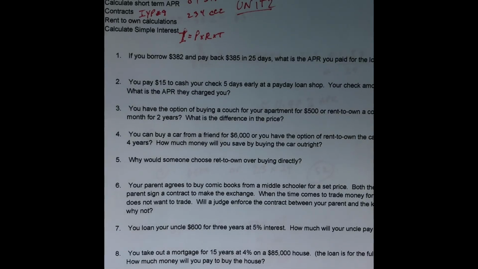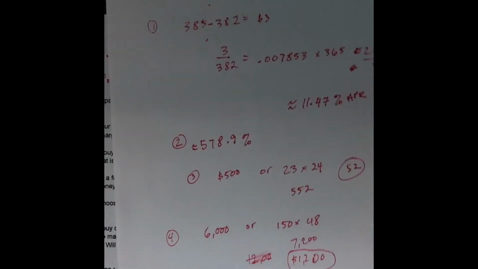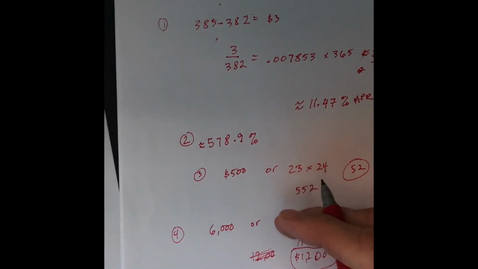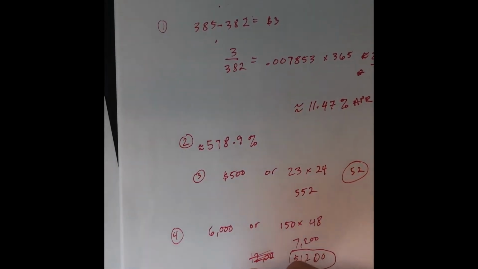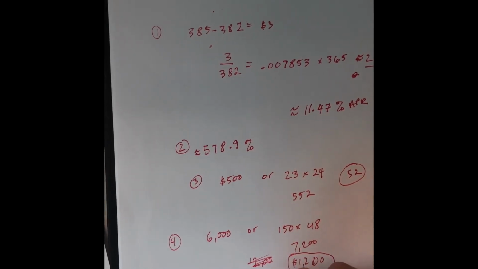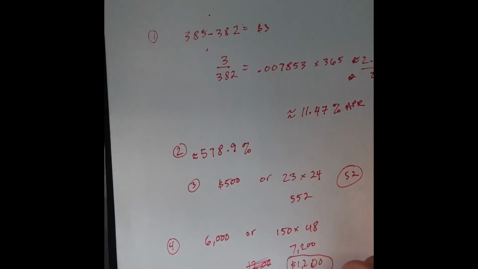Number 7, your loan is $600 for 3 years at 5%. How much will you pay? This is our interest. So for number 7, it's $600 at 5%. You've got to change it to a decimal, times 3 years.